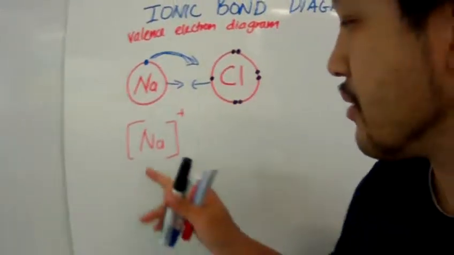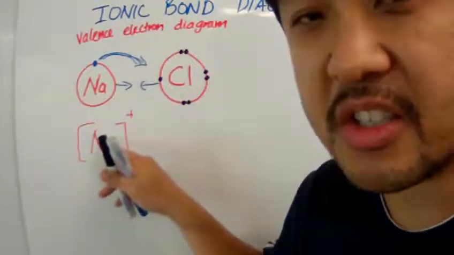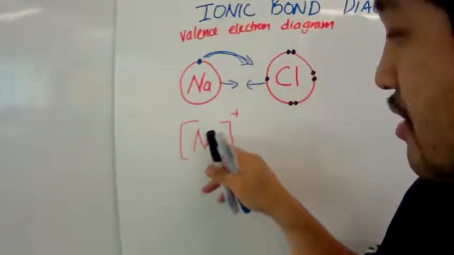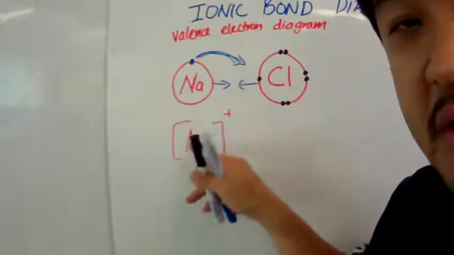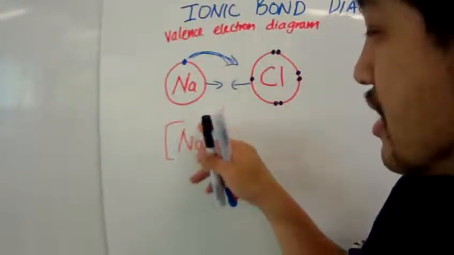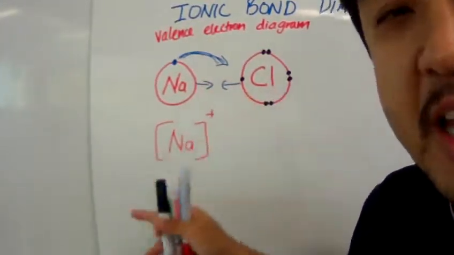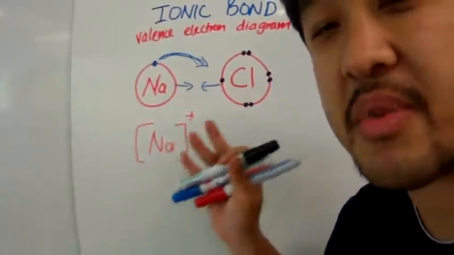Now because sodium has lost its valence electron, we don't draw any of the inner shell electrons now. Now, in reality, the sodium ion is energetically stable because inside here there is a full noble gas configuration. And we're not going to draw that because that's just not how it's represented.